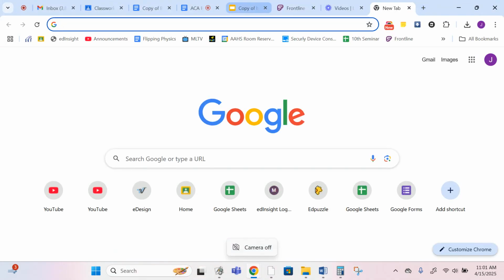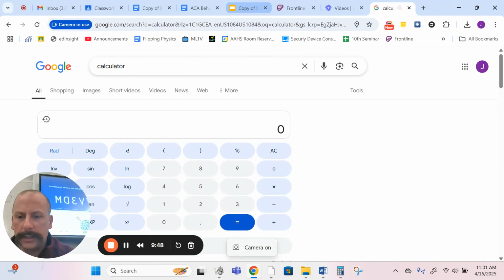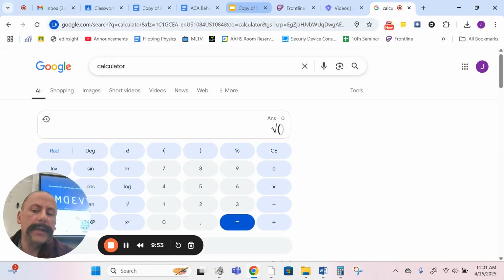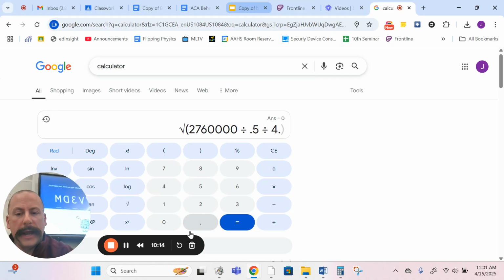Coming over to the calculator in Google. If you do have a regular calculator, that's fine to use, but I'm going to press the square root button. Notice that it starts a parenthesis. Everything is underneath that square root symbol. So I need to put everything under that square root and then close my parenthesis. I want the kinetic energy, which was 2,760,000 joules, divided by 0.5, divided by the mass. Oops, where's the backspace? Okay. Close your parenthesis, equals 31.7.